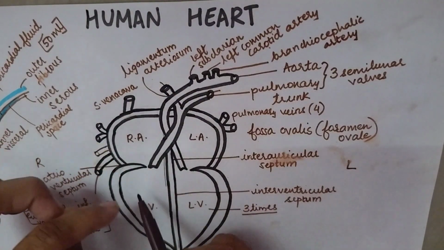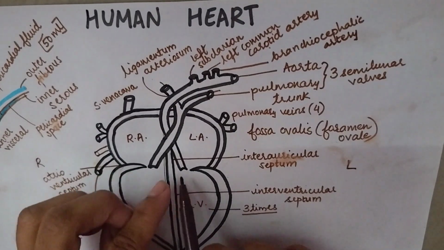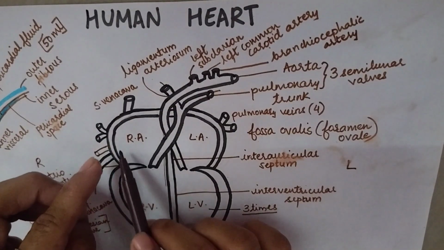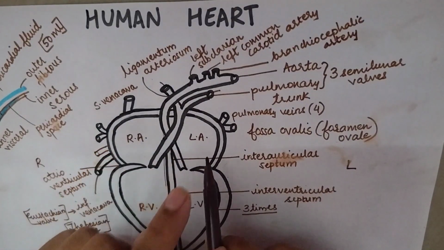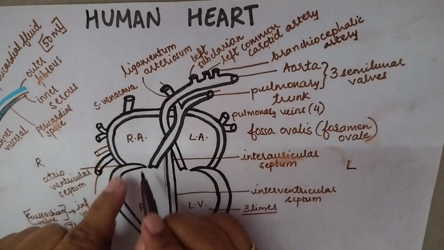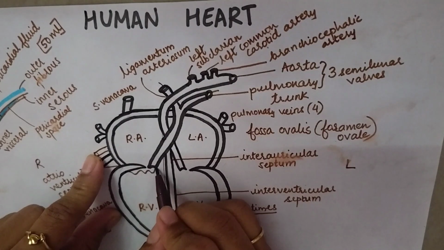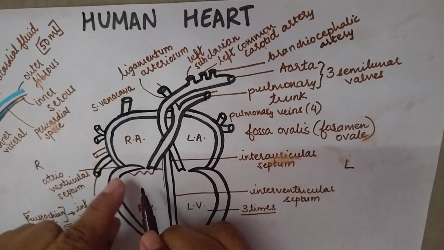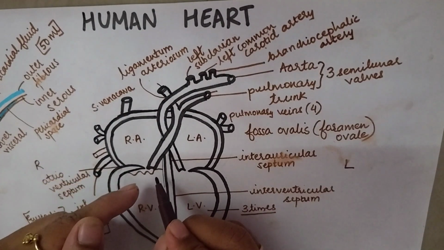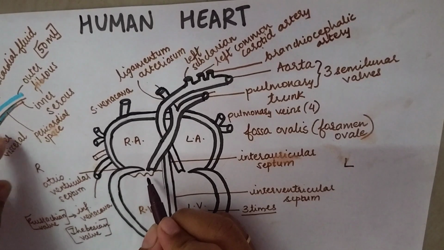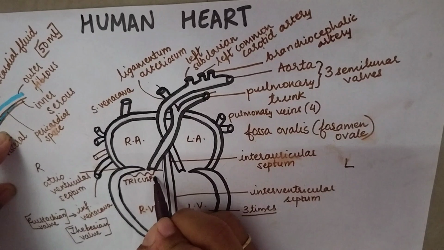Remember one thing, in the right side and in the left side, you have valves present in the atrioventricular septum. Remember this, there are three cusps for the right side and two cusps for the left side. So here between the right atria and the right ventricle, you have three cusps present. This is the tricuspid valve which is present in the right atrioventricular septum. Three cusps are there.